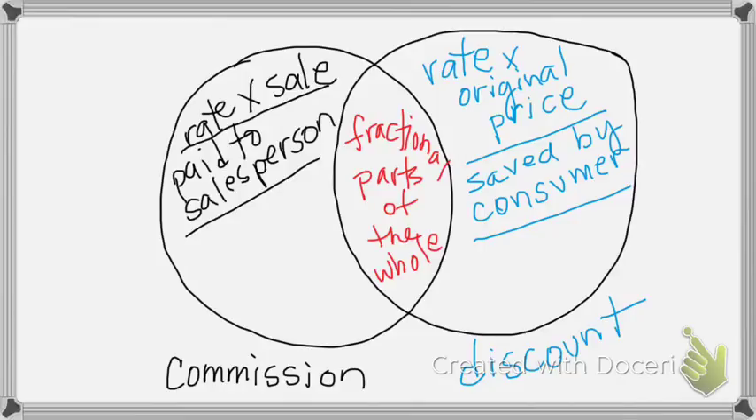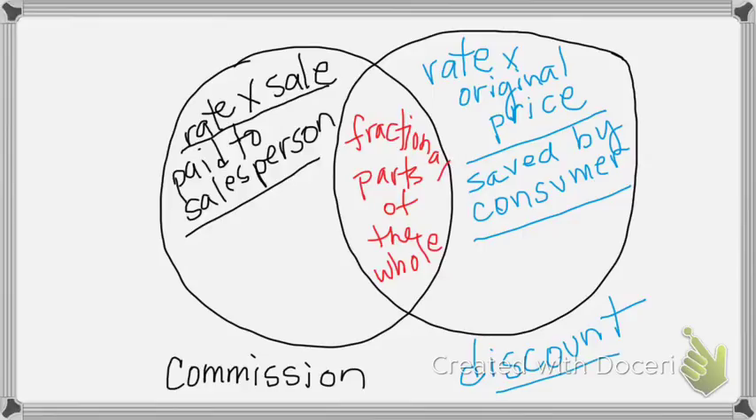Okay, I just created a quick Venn diagram of commission versus discount. Two things that should not be confused by you, hopefully, in the future. I'm not exactly sure how often commission is going to come up, but discount will come up again. And again, I'm talking about just discount in a sense, not discount price.